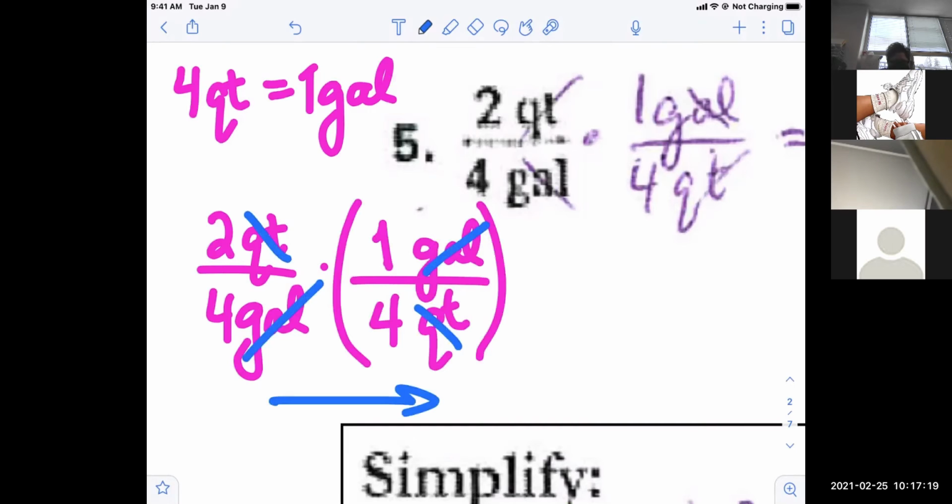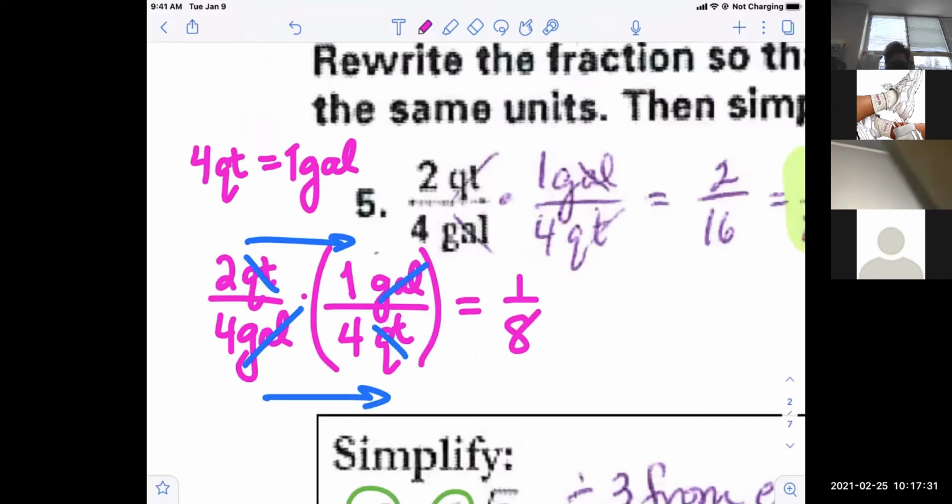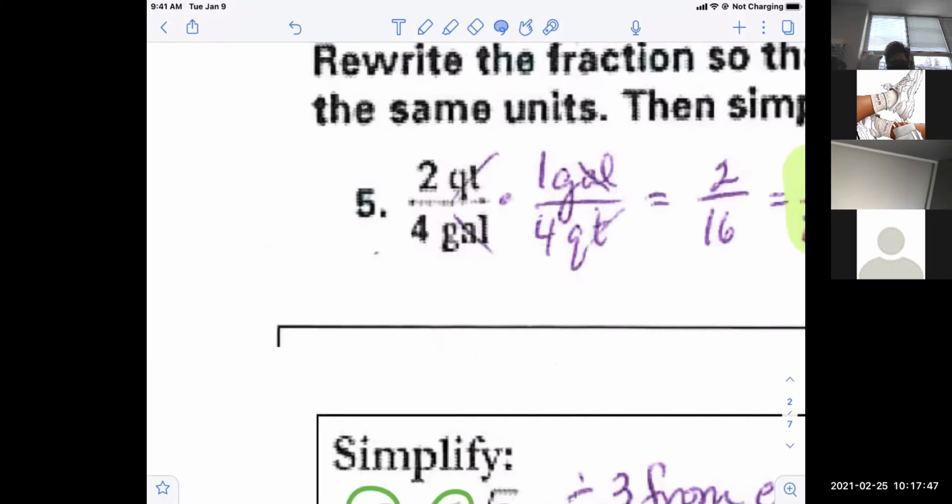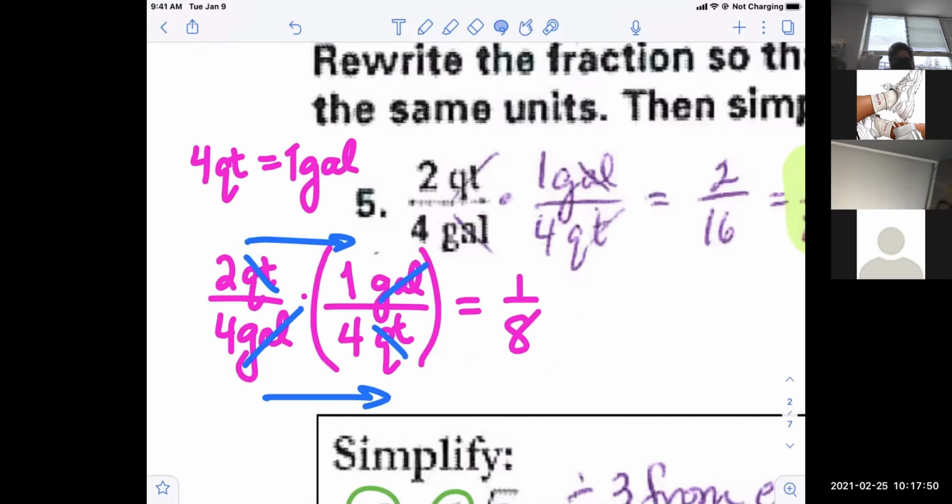Again, remember, you're multiplying straight across. And then that's 2 over 16 or 1 over 8. If you want to simplify back here, you can do 2 divided by 4 is 1/2 and then do the multiplication. So you're allowed to divide numbers also. I would just caution you against doing too many things at one time. But when you start these, you need to make sure that you know what the conversion factor is.